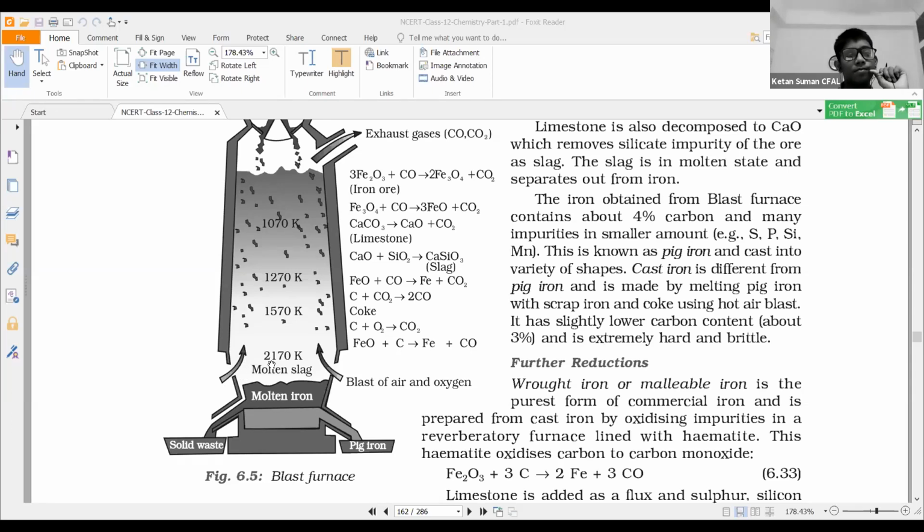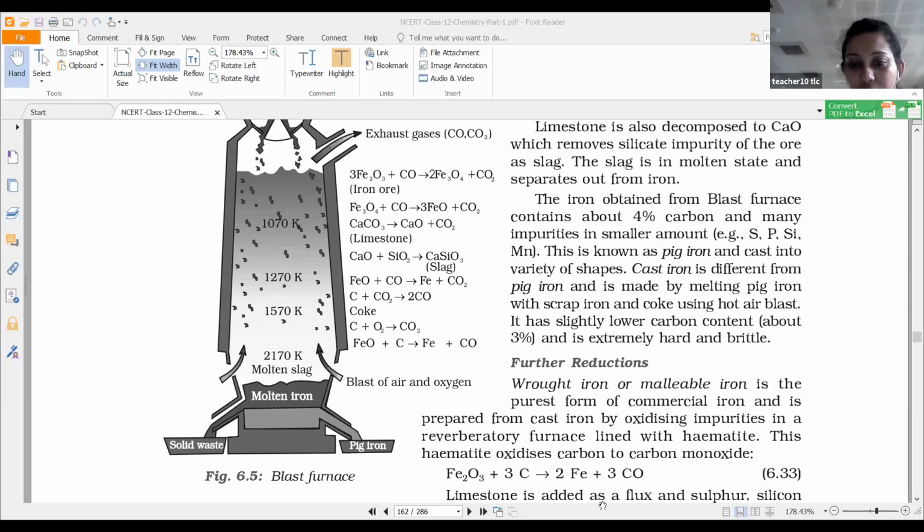No. Okay. Students, now you collect this molten iron from this blast furnace. That molten iron is called pig iron. Why is it pig? Students, you just write that molten iron contains impurity.